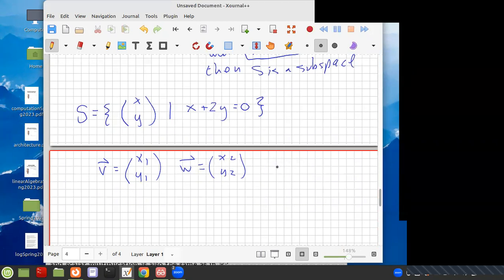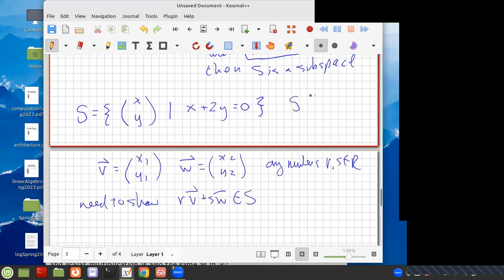And then I choose any two numbers R and S, members of R. And I have to show, now, if V is a member of S and W is a member of S, I need to show that RV plus SW is in S. Now you can see that S here is a subset of R2.